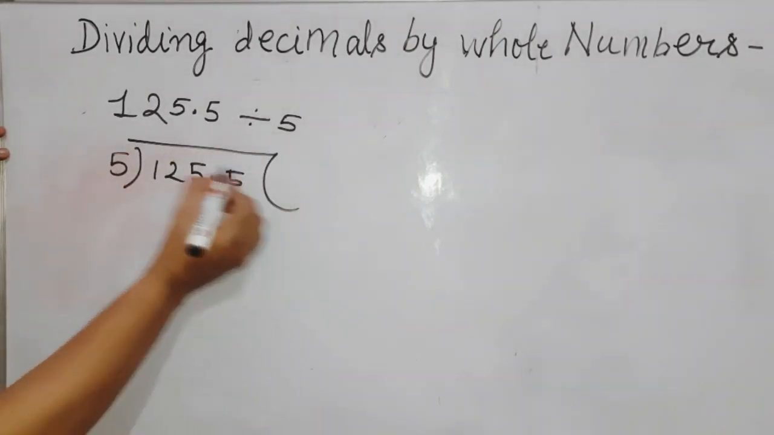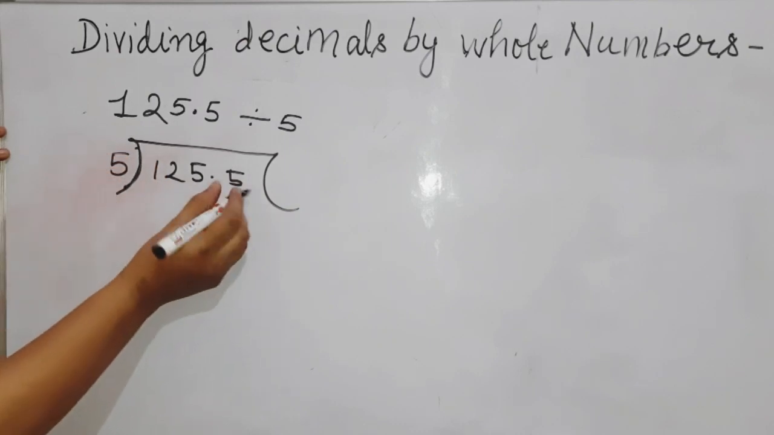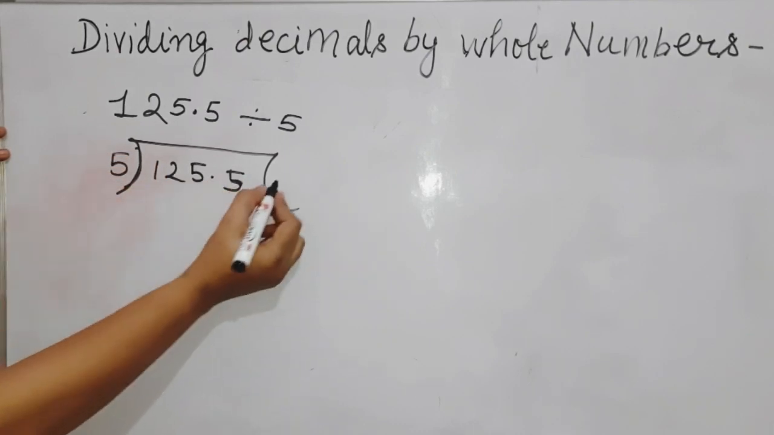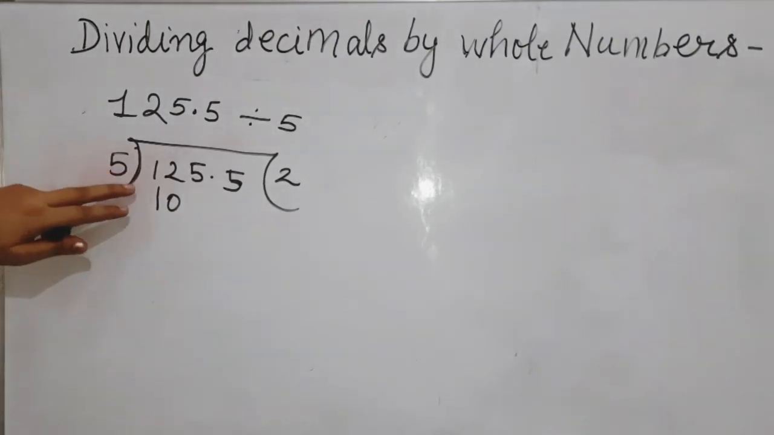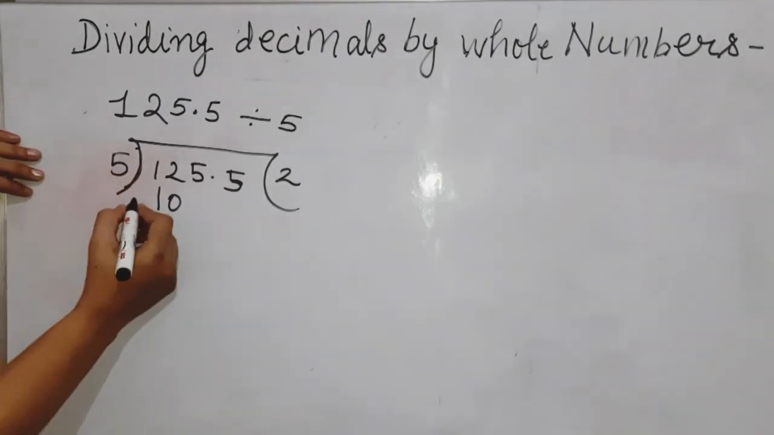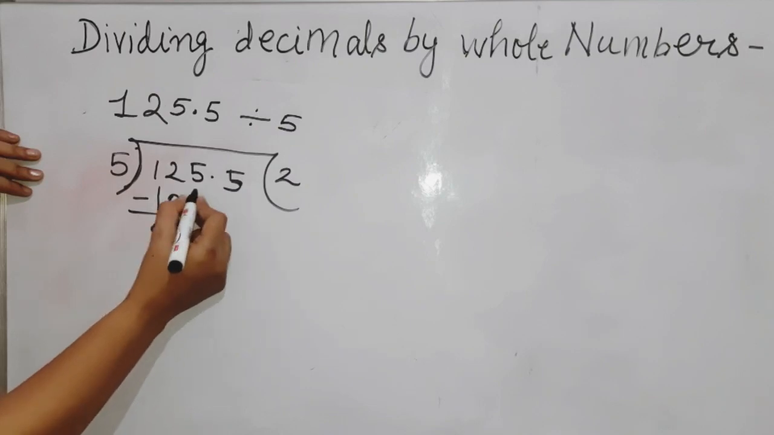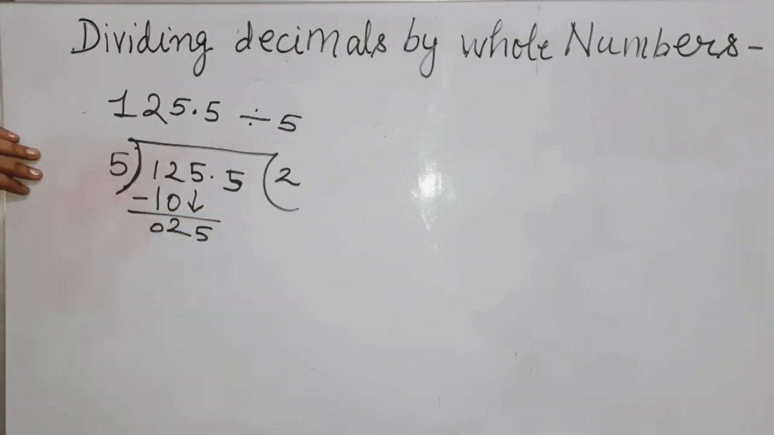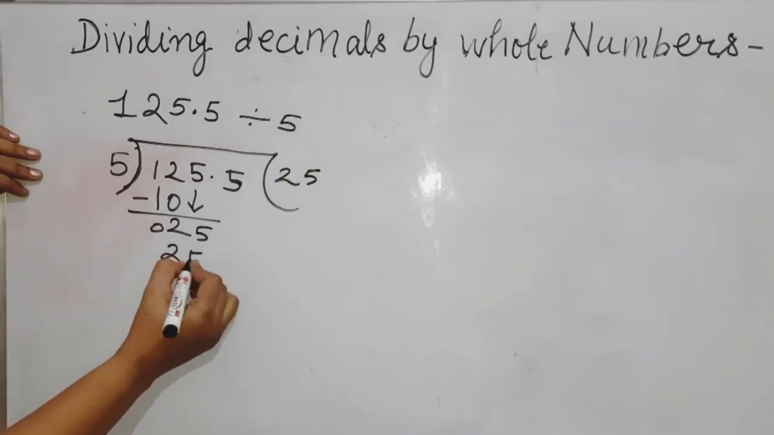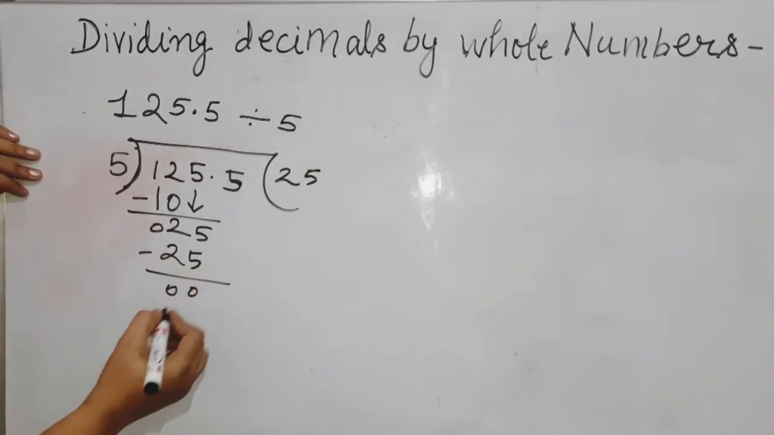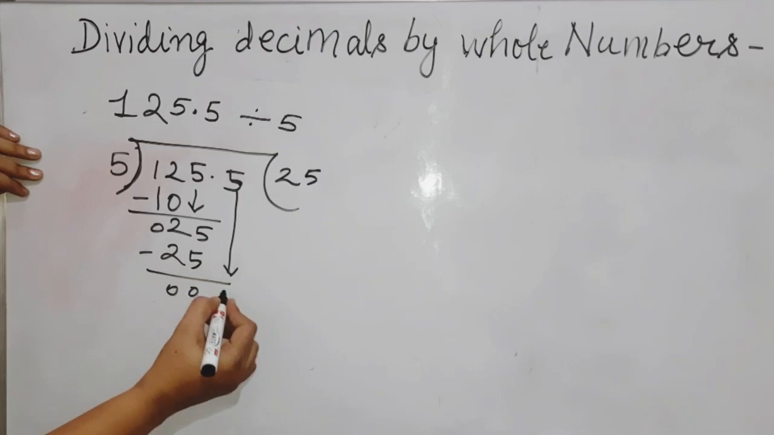So we will simply divide the way we were doing earlier. 5 2s are 10. In the table of 5, what comes that is 12 or less? 10 comes. So 5 2s are 10. 2 remainder, 5 will be dropped down. Now it is 25. Again 5 5s are 25. So 0 remainder, again 5 will be dropped down.